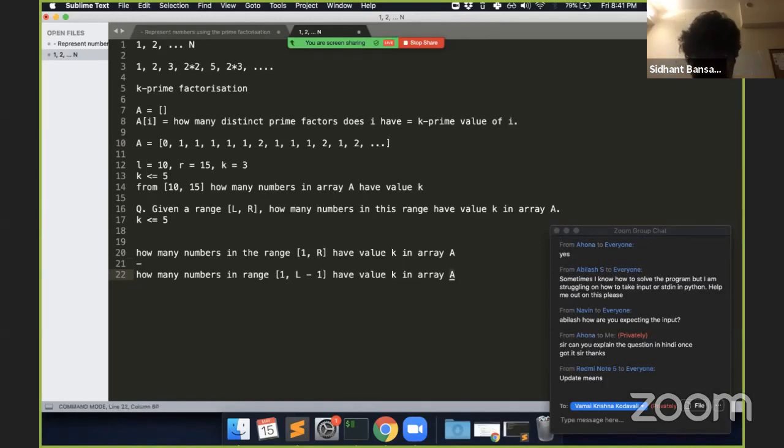Okay, Redmi is asking, oh, Redmi phone. What does update mean? Okay, in this question there are no updates, so don't think about it much.